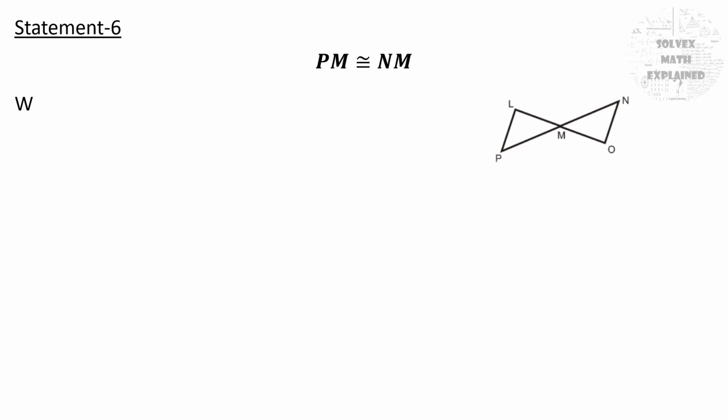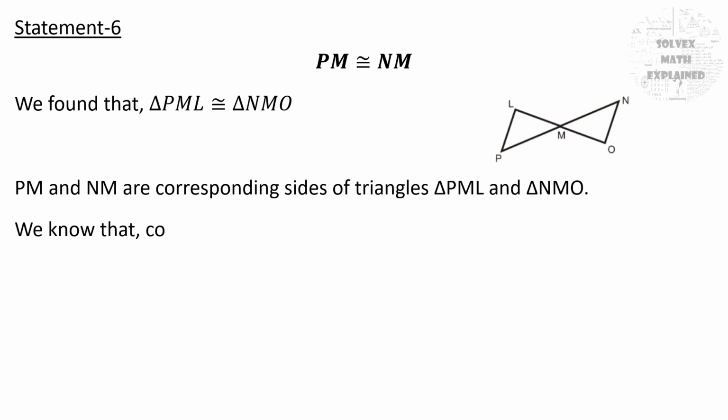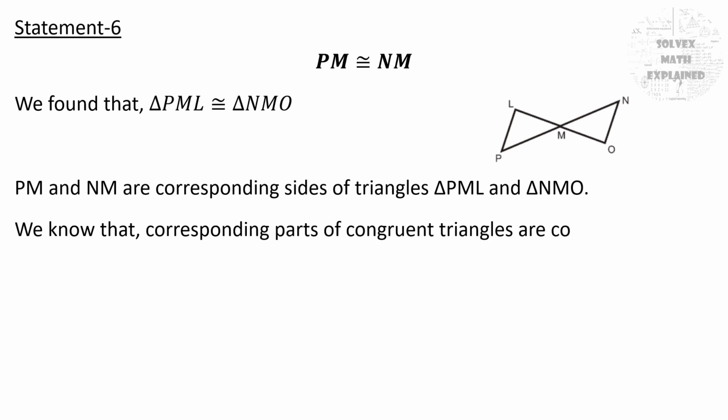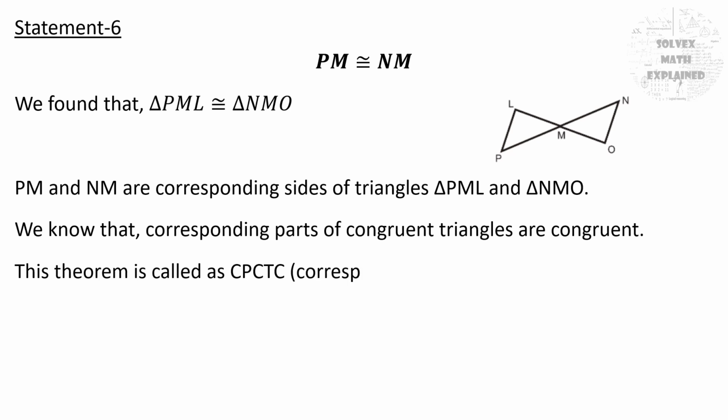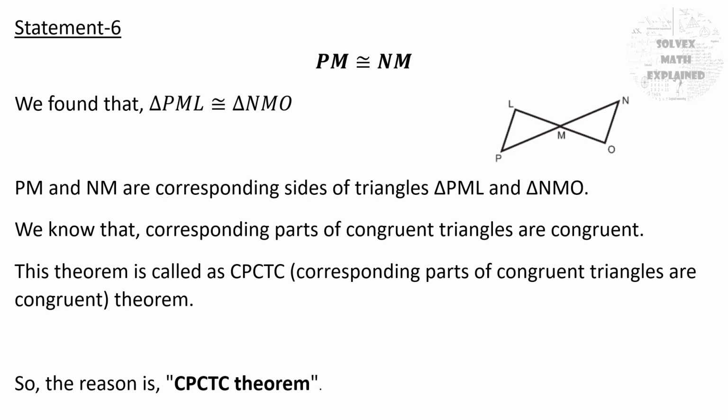Analyzing the figure, the sixth statement can be written as side PM and NM are congruent. Because we found that triangles PML and NMO are congruent, PM and NM are corresponding sides of these triangles. We know that corresponding parts of congruent triangles are congruent. This theorem is called CPCTC theorem, that is, corresponding parts of congruent triangles are congruent theorem. So, the reason for the sixth statement is CPCTC theorem.